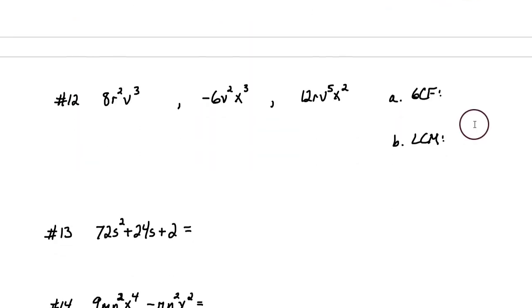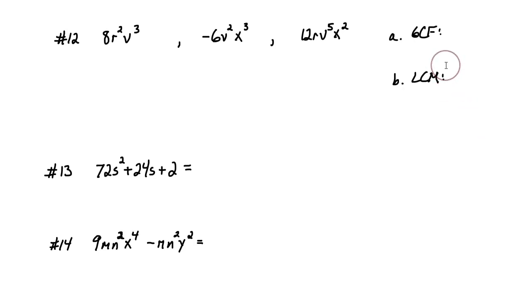Number 12, same kind of question. Let's get GCF and LCM. Starting with greatest common factor. What is the largest number that divides into 8 and into 6 and into 12? That's a 2. Now let's work with the variables. Is there an R in all of them? Nope, no R's here. Is there a V in all of them?